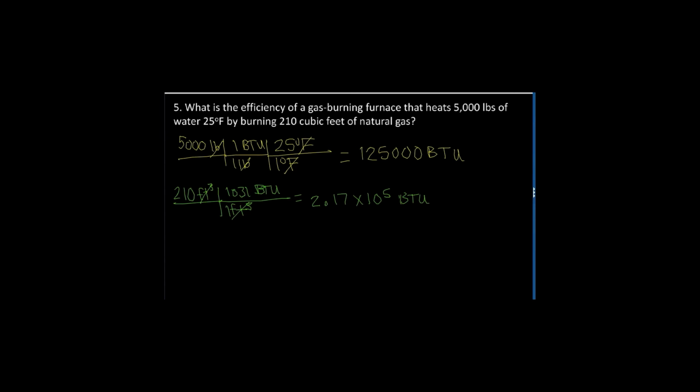So now we're going to do 125,000 over 2.7 thousand. And that's going to give us 0.576. And then we just multiply this by 100. That'll give us 57.6%. So this one had 3 steps.